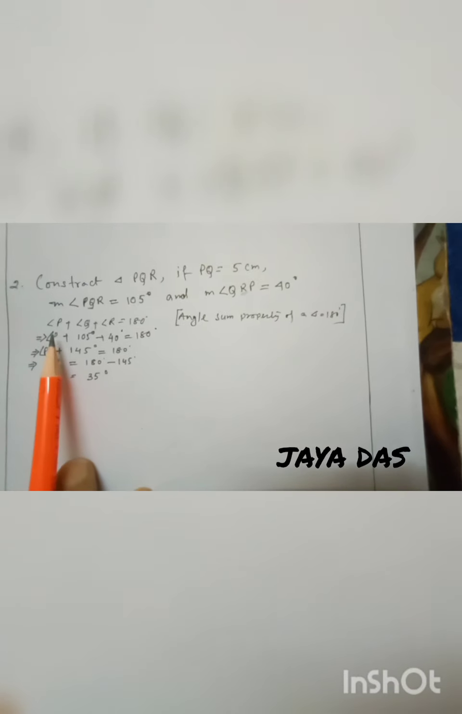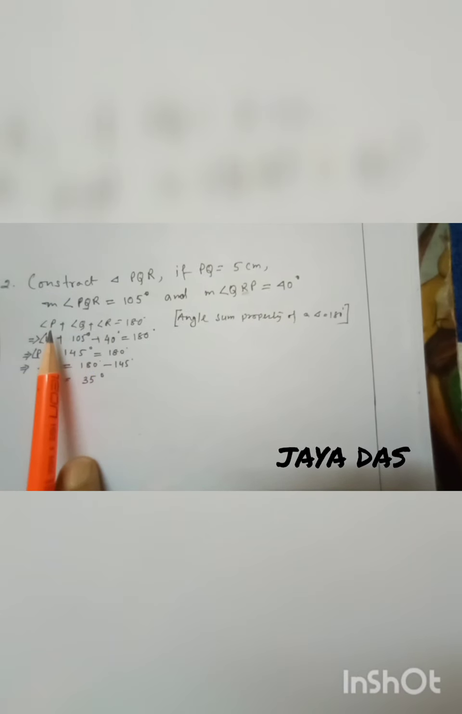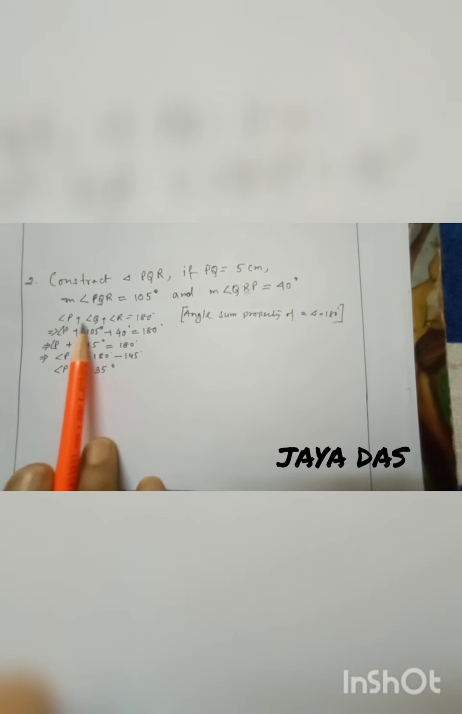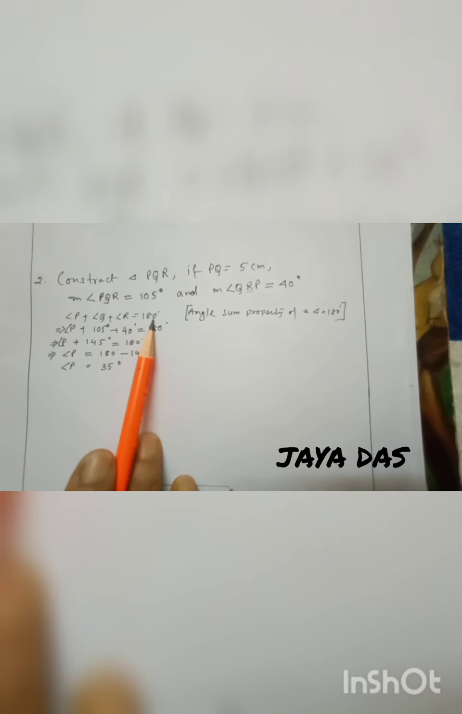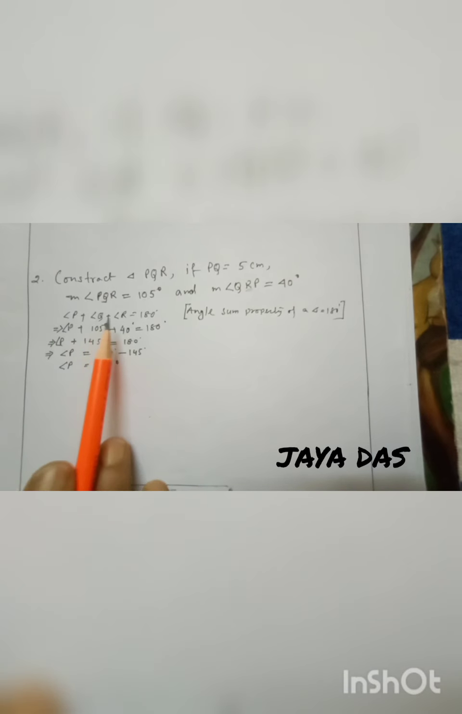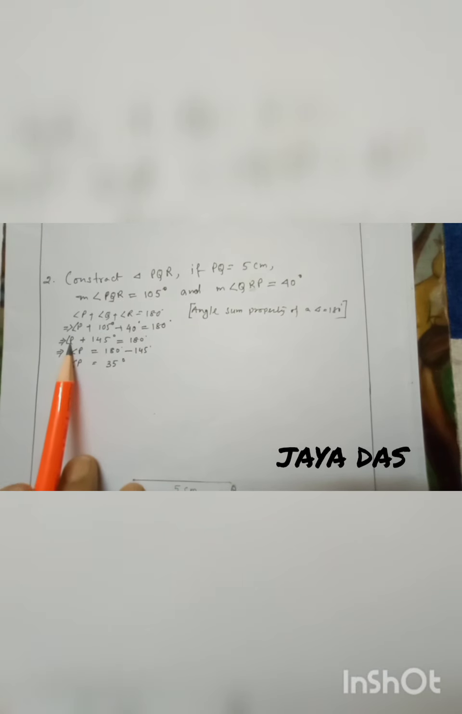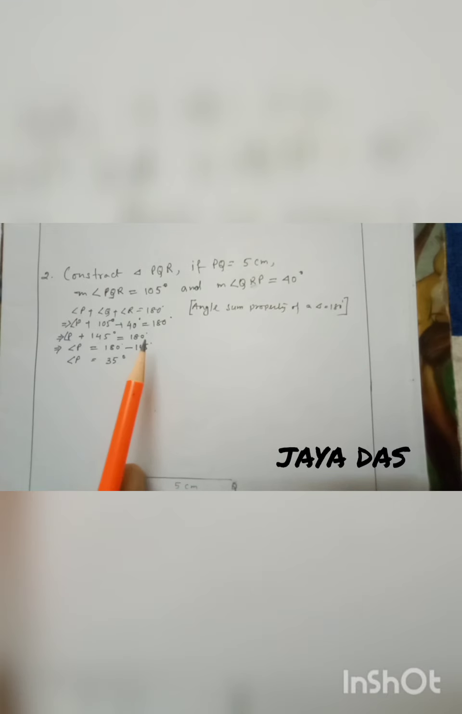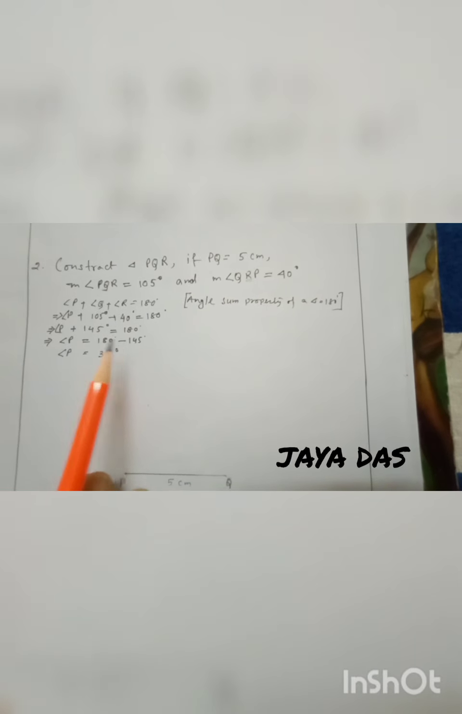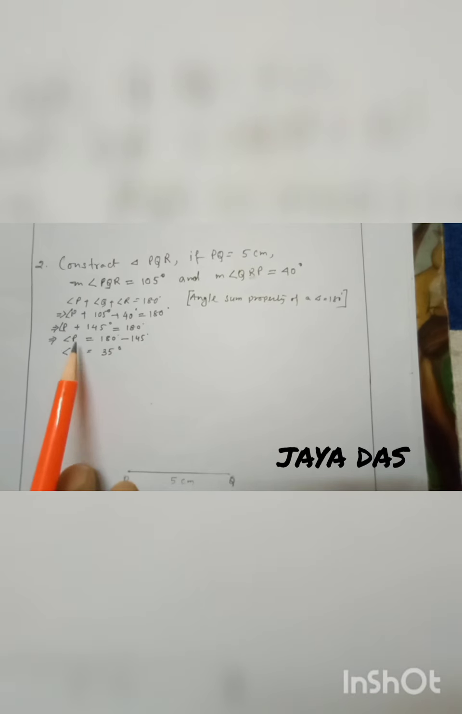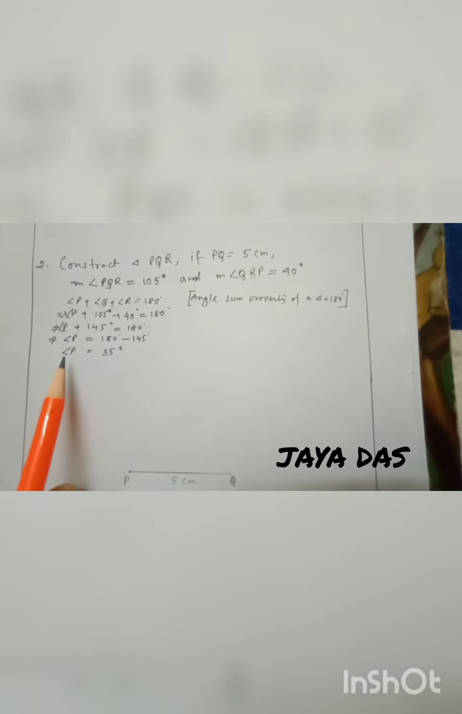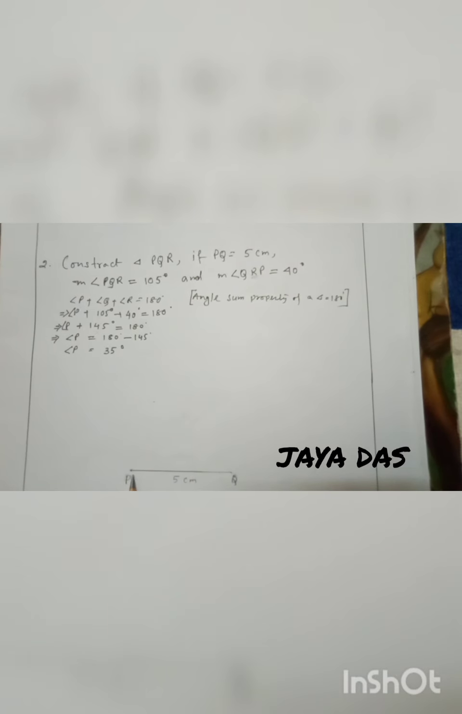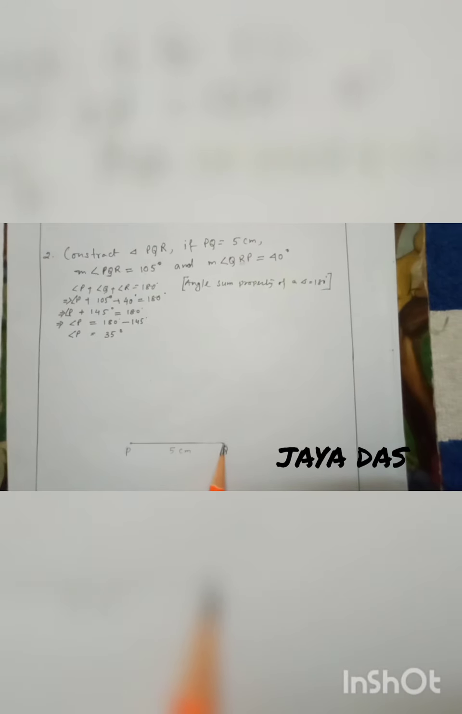We have to use angle sum property of a triangle. And you know that in a triangle, sum of the three angles is equal to 180 degree. Angle P plus angle Q plus angle R is equal to 180 degree. Put the value of angle Q and angle R. After that, angle P plus 145 is equal to 180 degree. Use the concept of simple equation. You can find the value of angle P, 180 minus 145 degree. Angle P is equal to 35 degree. So angle P 35 degree, angle Q 105 degree.